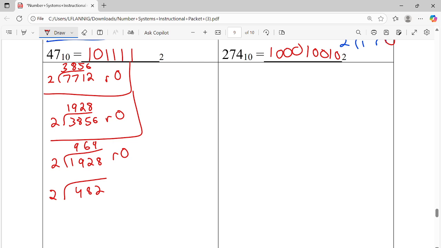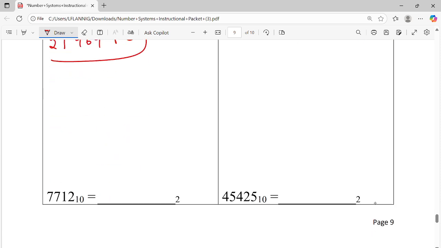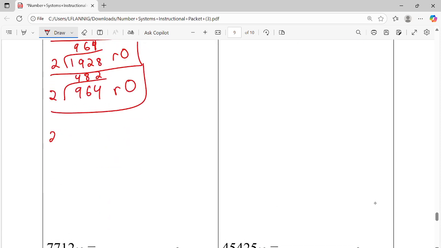Oh, my bad. I wrote it in the wrong spot. So you have 964. And then we divide that by 2 is 482 with no remainder. You want to keep on going. So then you have 2 into 482, which is 241 with no remainder.